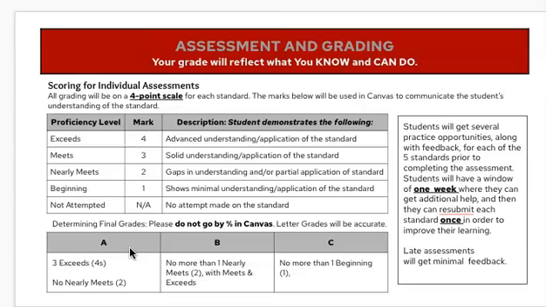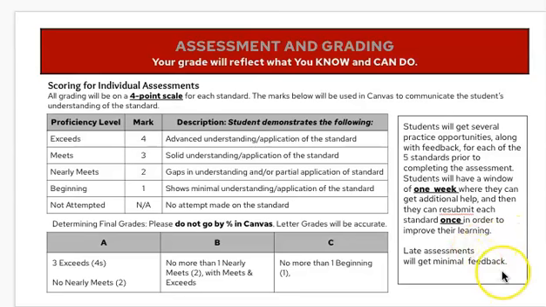So to get an A, you need 3 exceeds. That would show up as a 4 in Canvas, and no nearly meets. So the rest of them have to be meeting. If you are aiming for a B, then you have no more than 1 nearly meet, and the rest is a combination of meets and exceeds. And a C has no more than 1 beginning.